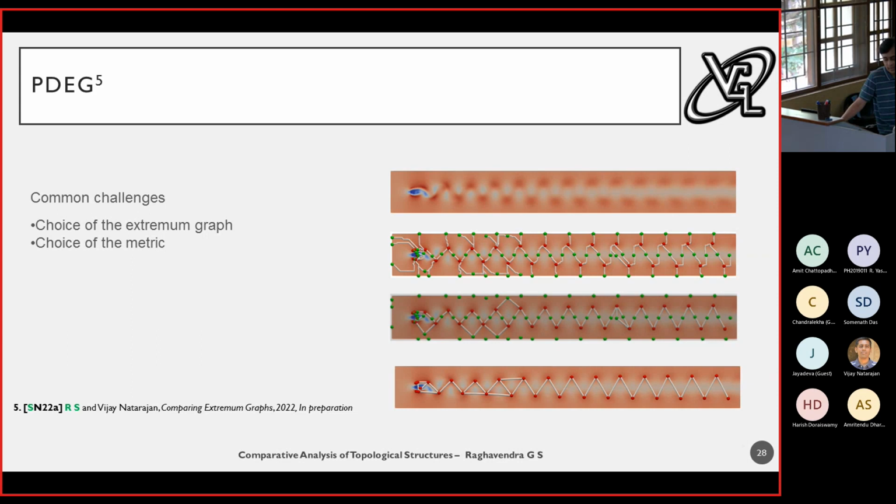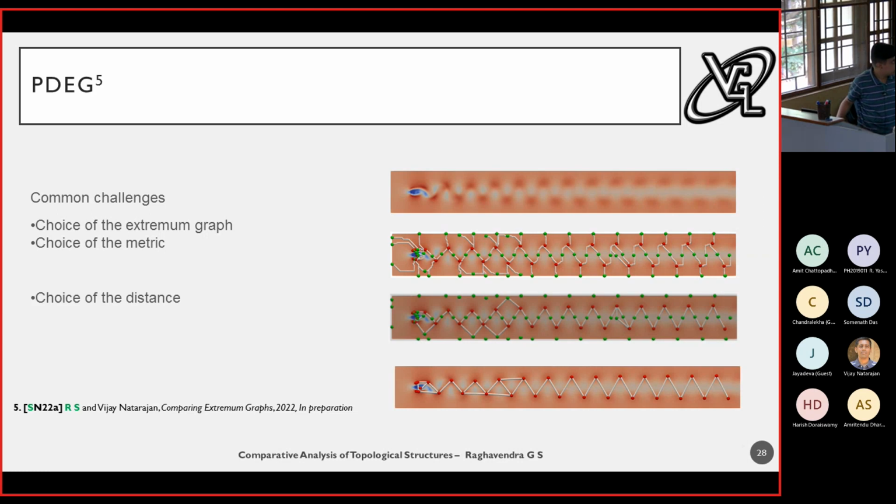Then there is a choice of metric. The metric can be the Euclidean distance, or the distance in the domain, which will be given by these kinds of edges, which are slightly different from the Euclidean distance. These are the geodesic distances. Or we can choose the difference between the function values at the nodes as the metric. Depending on the application, where the connectivity is important or the geometry is important, we can choose either of the metrics or a combination.